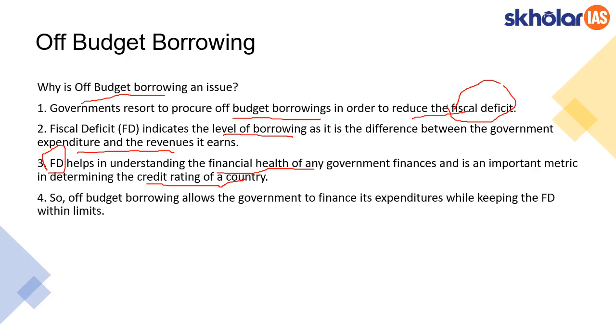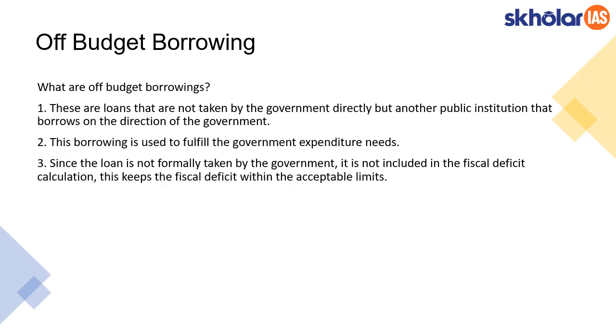So to avoid a rise in the fiscal deficit, the government resorts to off-budget borrowing, so that it doesn't get included in the FD. What is this off-budget borrowing? It is a type of loan that the government borrows, but not directly. This is very important. The government does not get it from the public or any institution directly, but through a different public institution, which can be a PSU or a bank. These institutions borrow from the public or international financial institutions, but the money is used by the government to fulfill its expenditure.